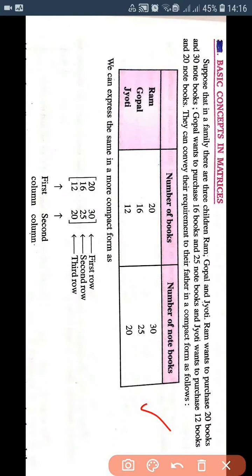Ram, number of books 20 and number of notebooks 30. Now this is a chart they have formed, that Ram has a number of books and a number of notebooks. Similarly for Gopal and Jyoti. Now this information we can express in a more compact form, that is, in the first row 20, 30, in the second row 16, 25, in the third row 12, 20. That means it is clear that the first row indicates Ram, the second row indicates Gopal and the third row Jyoti.